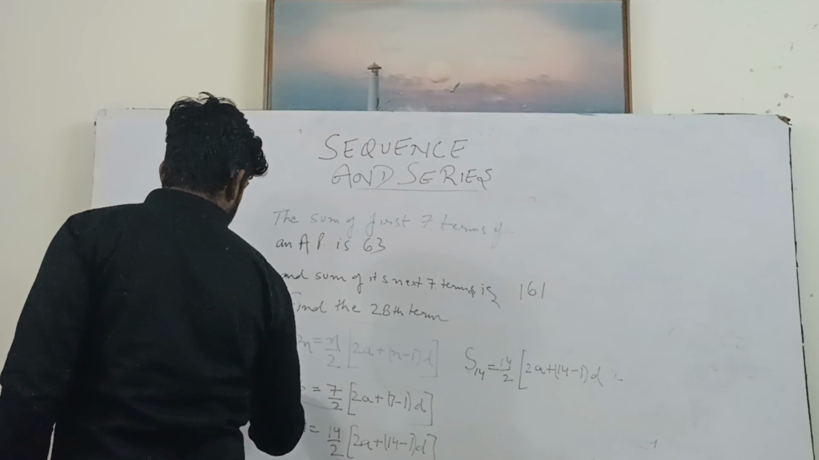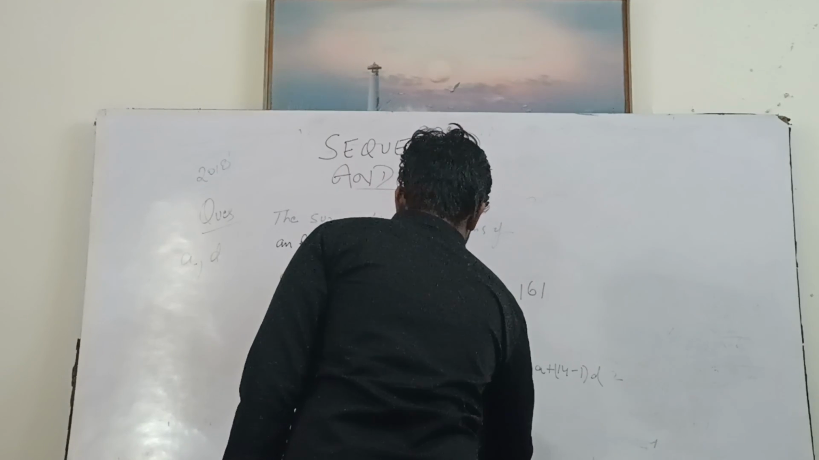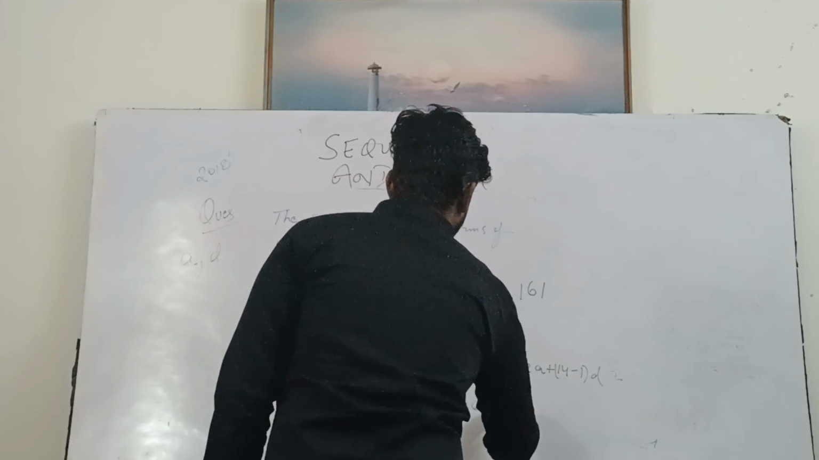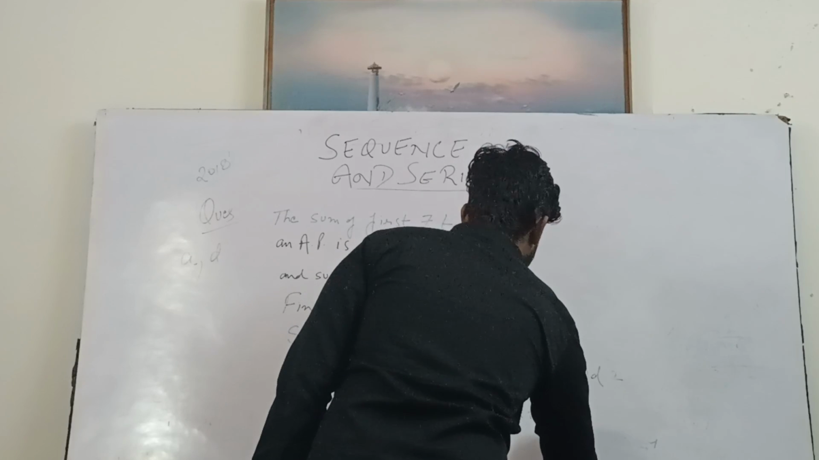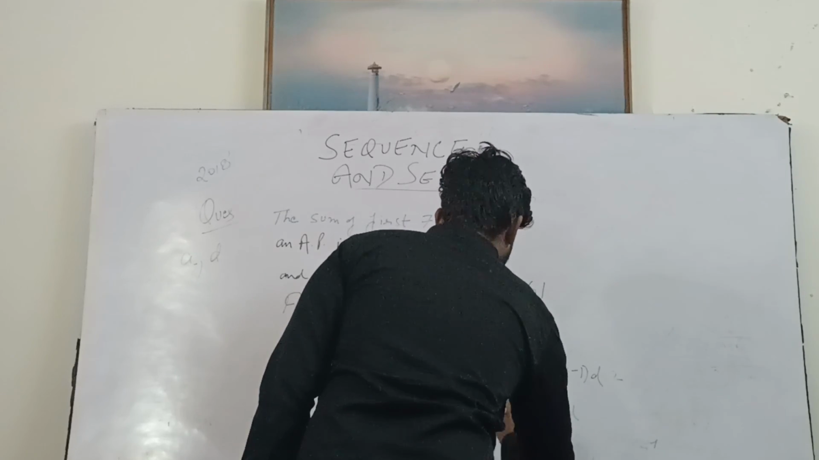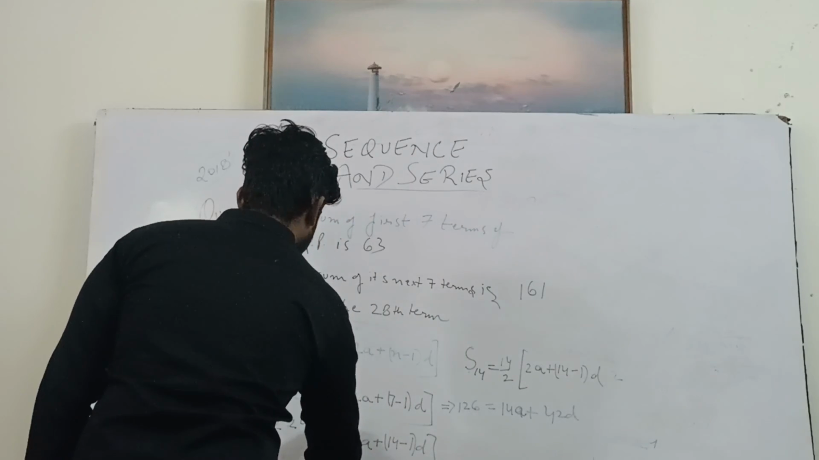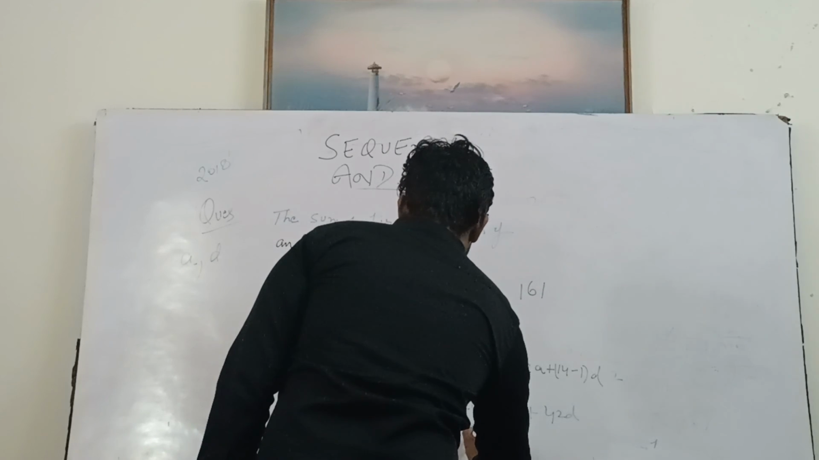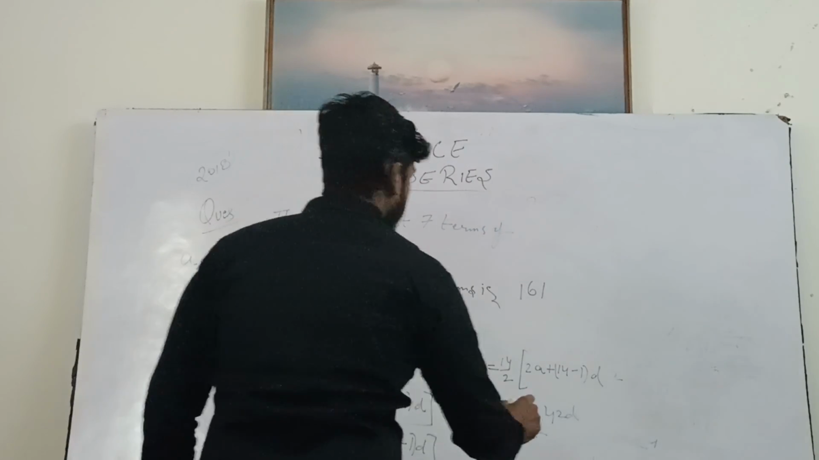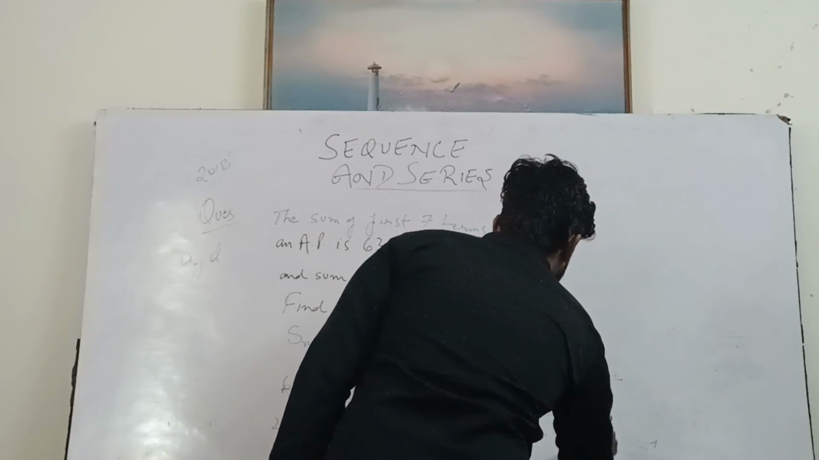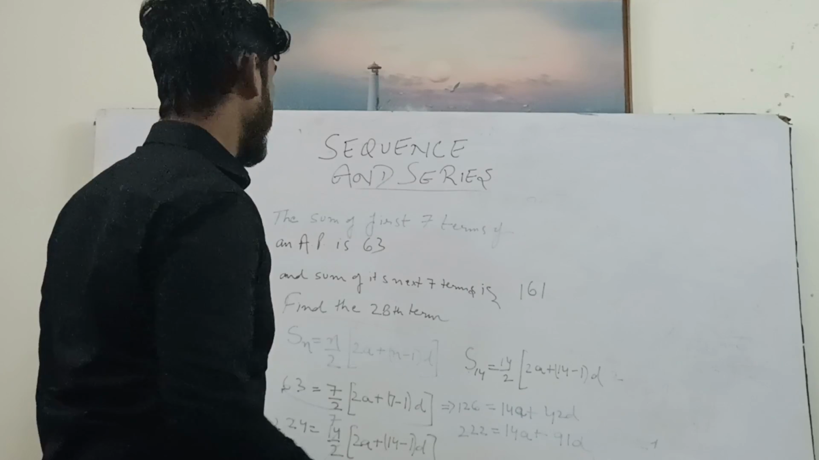So this becomes 126 is equal to 14a plus 6 into 7, which is 42d. Clear? And then, let's cancel this out here only, 224 is equal to 14a plus 13 into 7, 91d. Clear? Now we are again with two equations here.